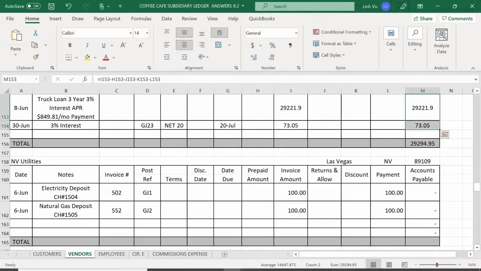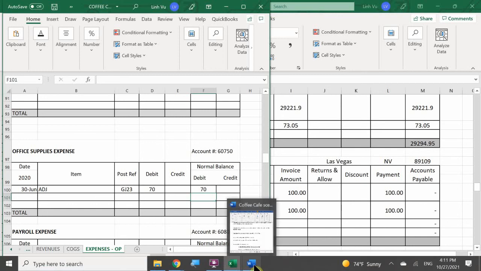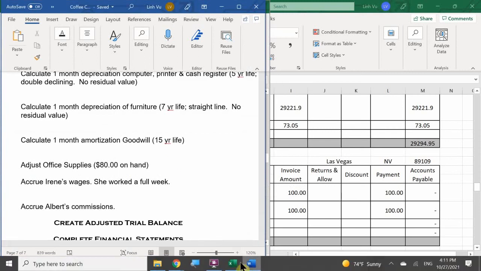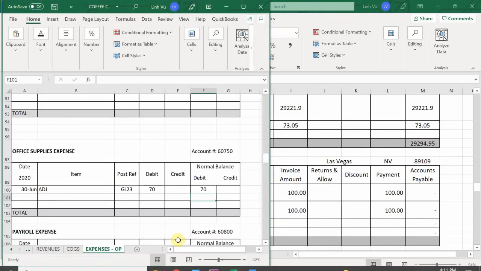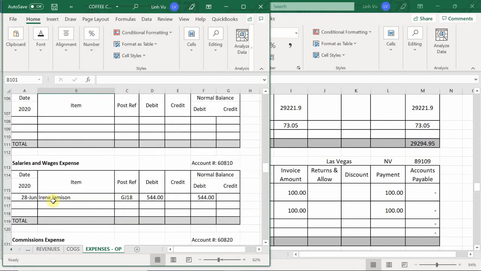So accrue Albert's commissions. So we have to do the rest, right? You want to accrue Albert before you go to the ledger? Oh, we have to go to the ledger. Yes, you're right. So here we are. We're already in payroll expenses. So here, payroll is salaries.